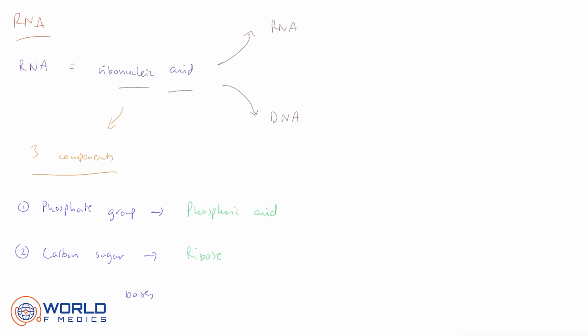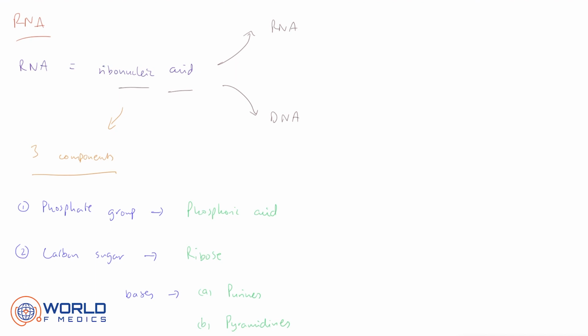Nitrogenous bases. So we'll remember that there's two subcategories of nitrogenous bases. The first of these is our purines, and the second is our pyrimidines. So, what's the difference between these? Well, our purines are a double ring structure and pyrimidines are a single ring structure. So there's 4 nitrogenous bases in RNA, much like DNA, but there's one key difference.